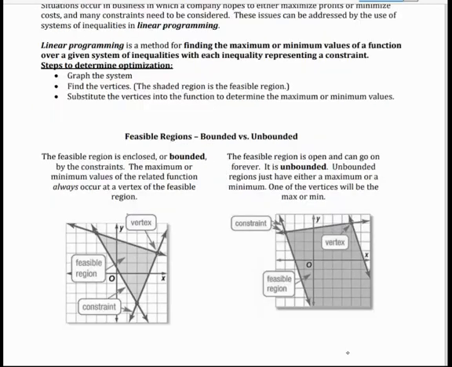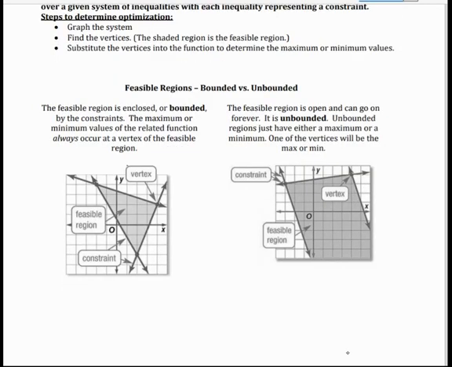There are two types of situations that happen with linear programming. We either create a bounded region, as in this first example, and as you can see, all three inequalities create this shaded region that's enclosed. In this scenario, you will have both a maximum and a minimum. In the second example, we call this an unbounded region. In an unbounded region, you either have a max or a min, one or the other.